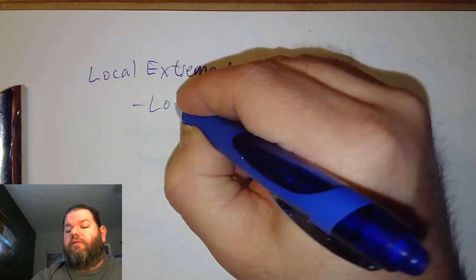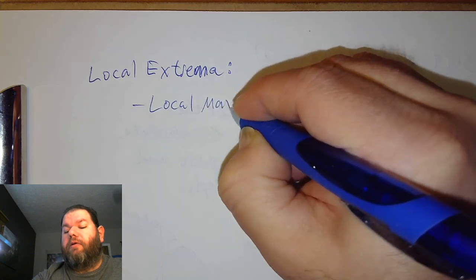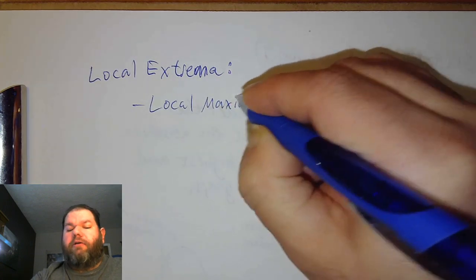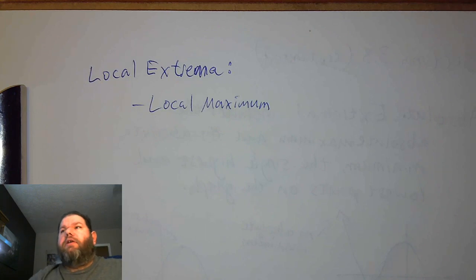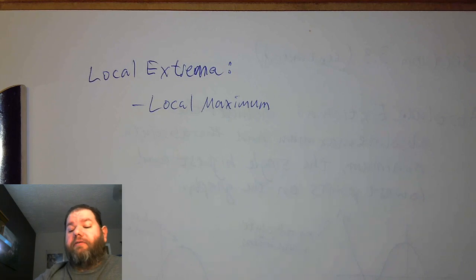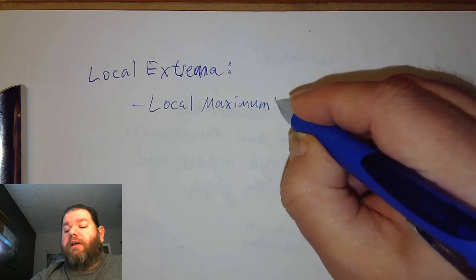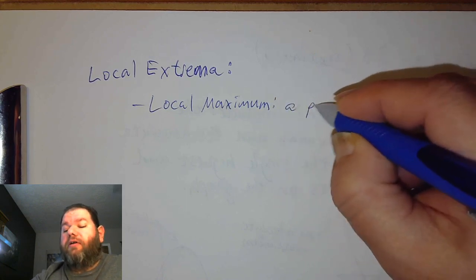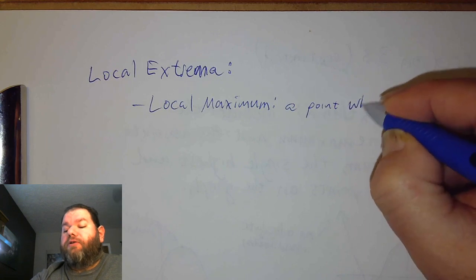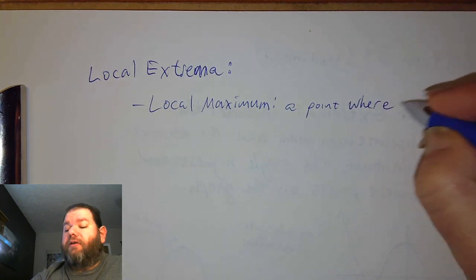So we have a local maximum. Now when we talk about local extrema, these are points that in a certain vicinity or in a certain area of the graph are the single highest or lowest points. But they may not be the absolute extrema. Only in a small area of the graph are they the biggest value. The easiest way to distinguish a local maximum is this is a point where the graph switches from increasing to decreasing.